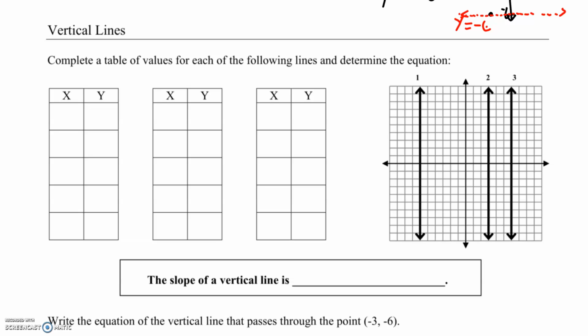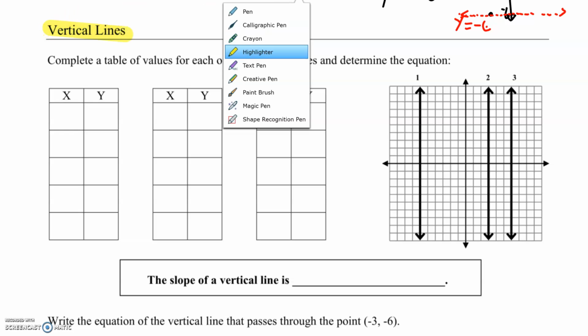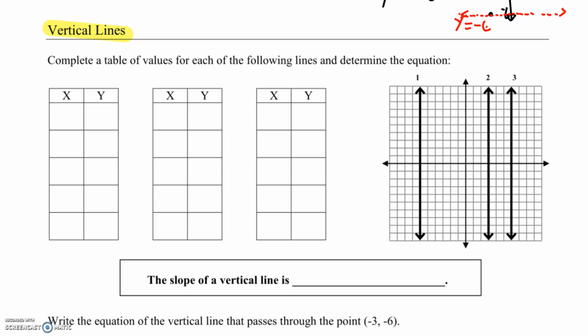We're continuing lesson 4, equation of a line. This time we're looking at vertical lines. We're going to do the same thing we did in the last example with horizontal lines. I have line 1, so that'll match to this table. Line 2 will match to this table, and line 3 will match to this table.